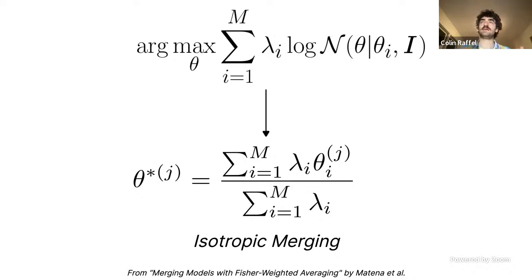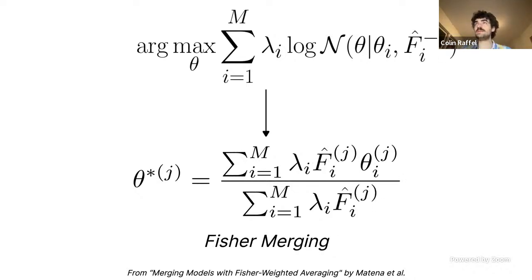And because we're approximating the model's posterior distribution as an isotropic Gaussian, we call this isotropic merging, okay? But we can actually go one step further. So if we replace the identity covariance matrix with the inverse of the Fisher, this is the same Fisher matrix that I talked about earlier, and I should mention again, this is an approximation to the Fisher.